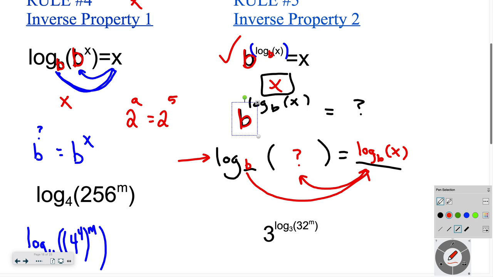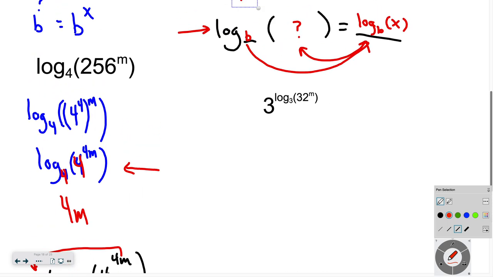What are your questions? So there's another one down there. 3 raised to the log base 3 of 32 to the m. Sorry. Right? So what you want to pick up on is that the base of the power, 3, is the same as the base of the exponent, which is a logarithm. So if those bases are the same, we have an inverse operation happening. So we're left with just the argument, 32 to the m, and that's it.